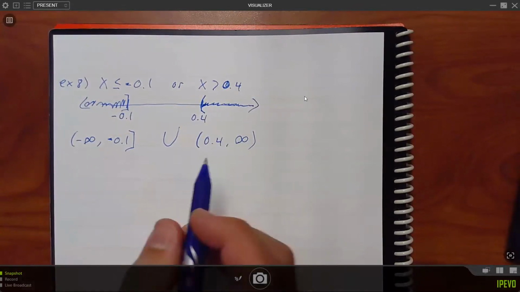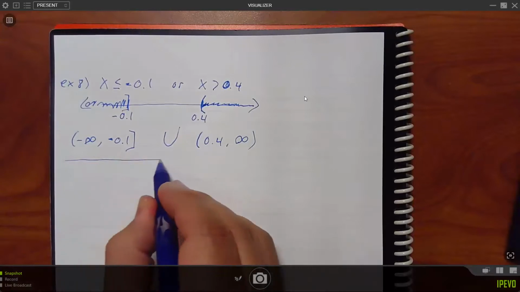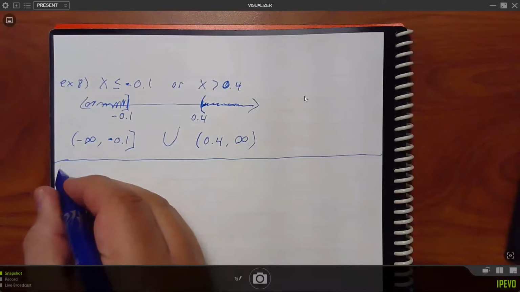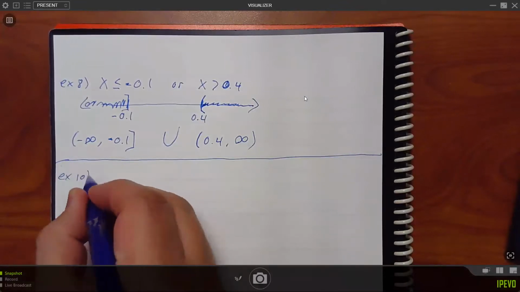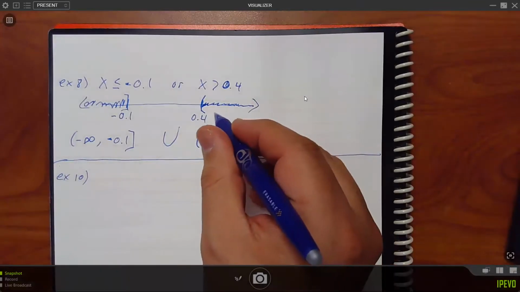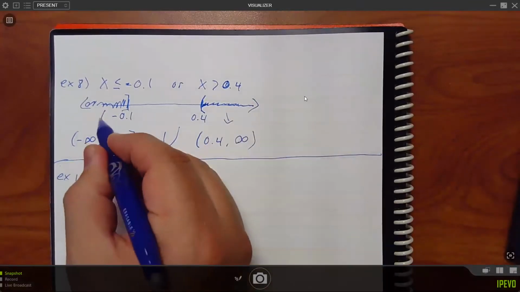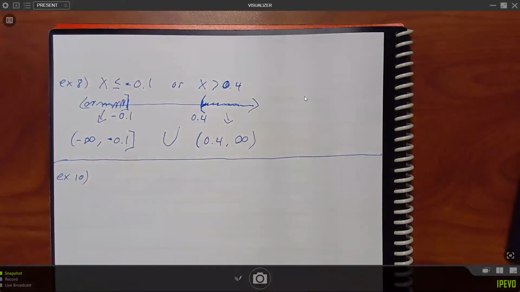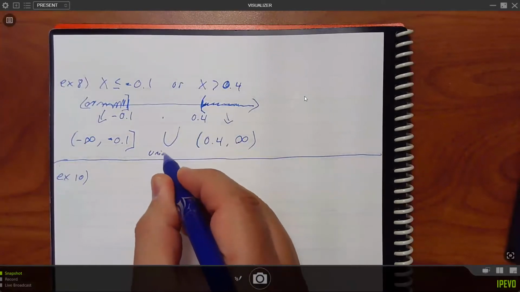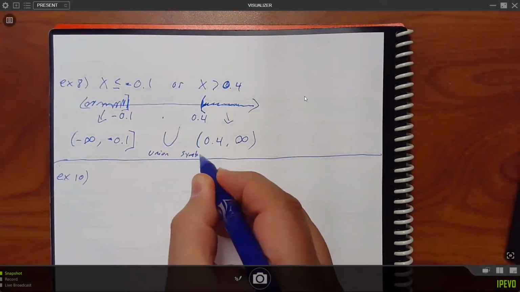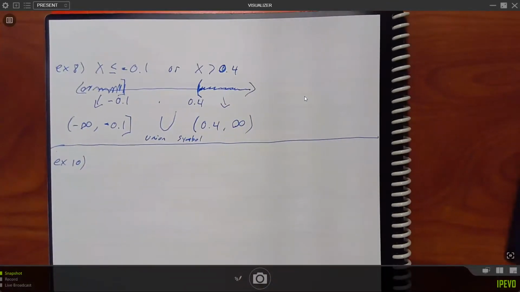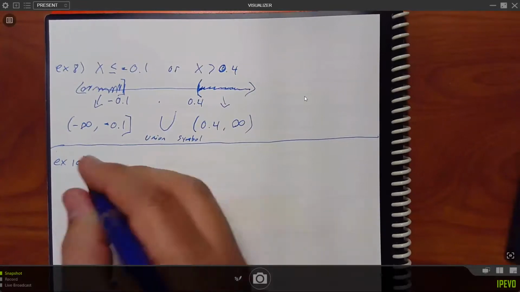Let's move on to number 10. You guys cool on 8, right? Let's write a little note. That's the union symbol.